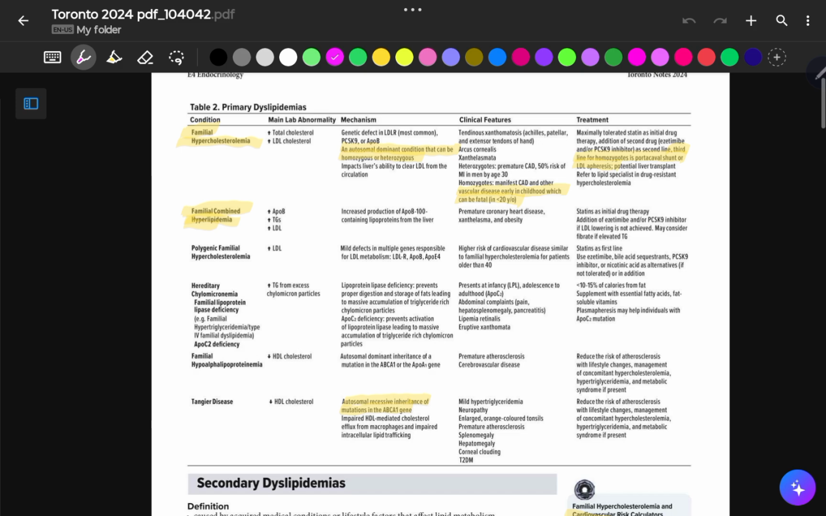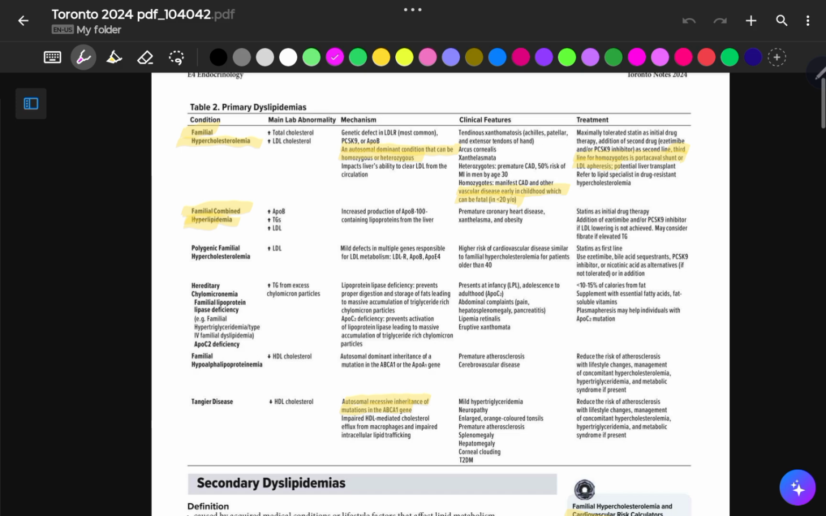This actually presents in infancy, adolescence, to adult. They have abdominal complaints, pain, hepatosplenomegaly, pancreatitis, lipemia retinalis, eruptive xanthomata. Management is less than 10 to 15% of calories from fat, supplement of essential fatty acids, and fat soluble vitamins. So they actually need fat soluble vitamins.